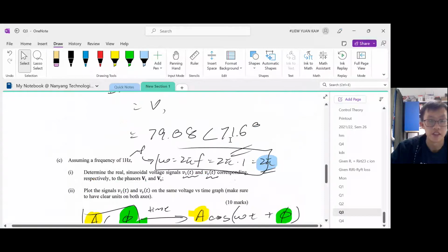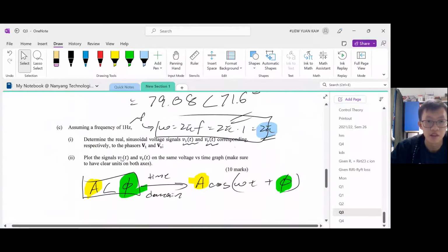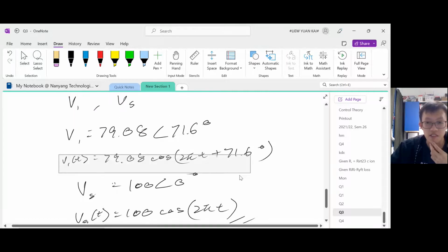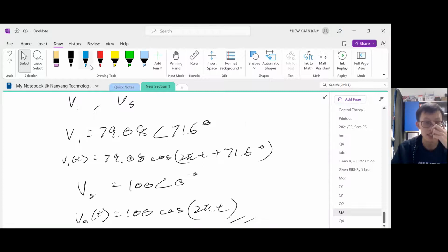Okay, we're not done yet. The last question says to plot the signal V1 and Vs. So what I recommend for this question is you use your graphing calculator to punch these time domain expressions into your calculator and try to get it. But the first thing is we need to adjust this expression first.